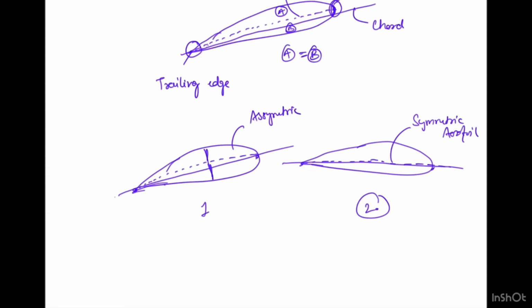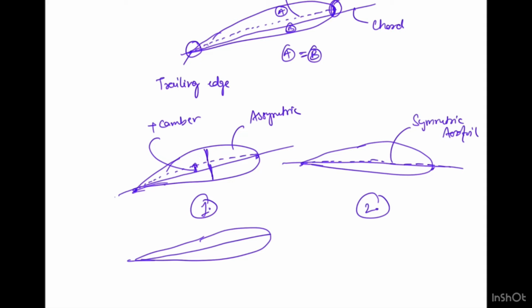And if the camber line is above the chord line, as you can see in figure 1, this is positive camber. In another case, let's say like this, in which we make a chord line like this and a camber, and if the camber is below, this is known as negative camber. I hope you get the idea. So this is the basic knowledge about the aerofoil: trailing edge, leading edge, what is the chord line, what is the camber, what is the positive camber, negative camber, symmetric aerofoil and asymmetric aerofoil.